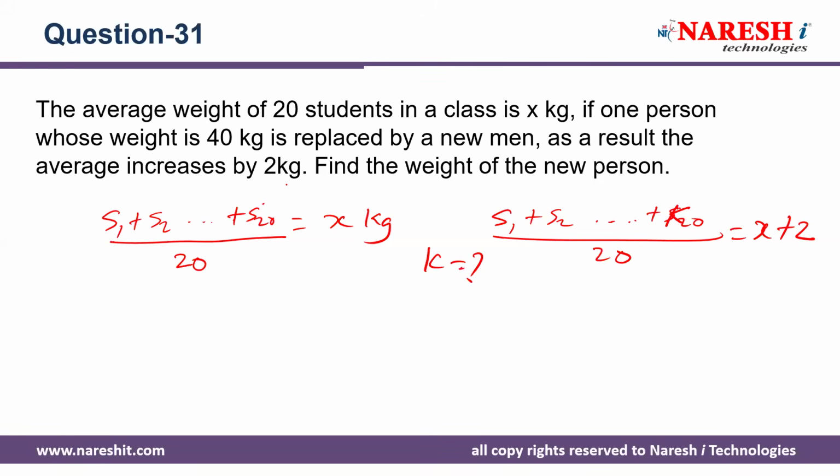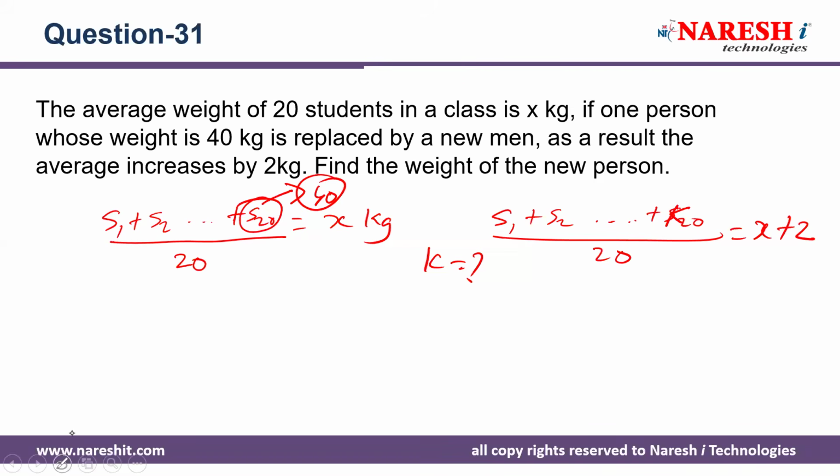They're telling that the person who left was 40 kilo. Let's take S, the last person in the previous group. He left, he was 40 kilo, and another person K got added. Now they're asking the value of K. So I'll tell you how to do it in both the theoretical method and the logical method.